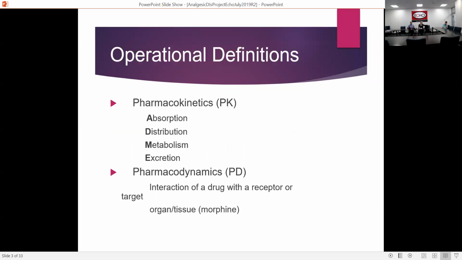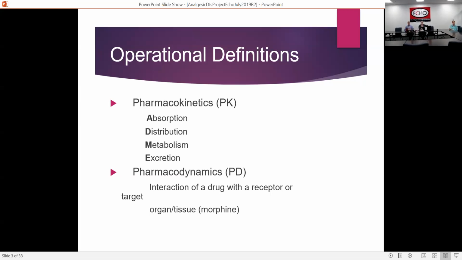I'd like to start out with some operational definitions, and I think it's important to know the difference between pharmacokinetics and pharmacodynamics. Pharmacokinetics, abbreviated PK, has to do with what the body does to the drug. That's the simple approach to the concept. As most of you are aware, it involves absorption of the medication, distribution into various tissues or spaces, and it has to do with the drug's metabolism and also its excretion.